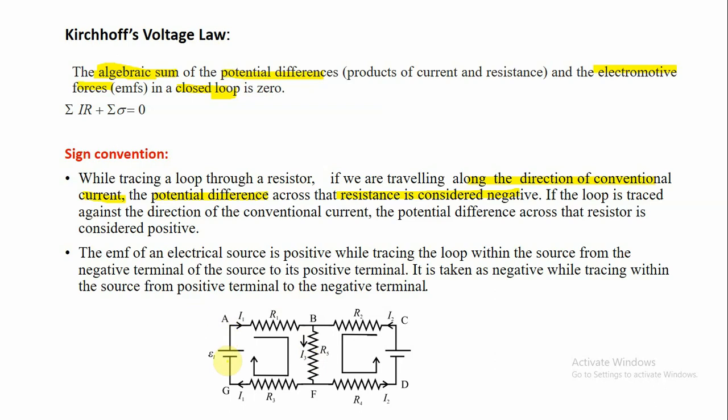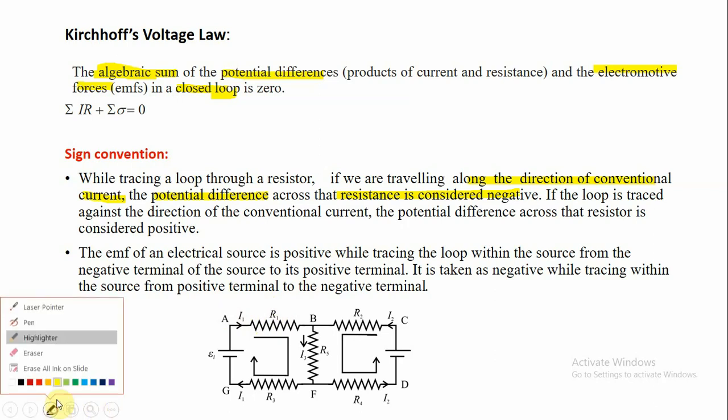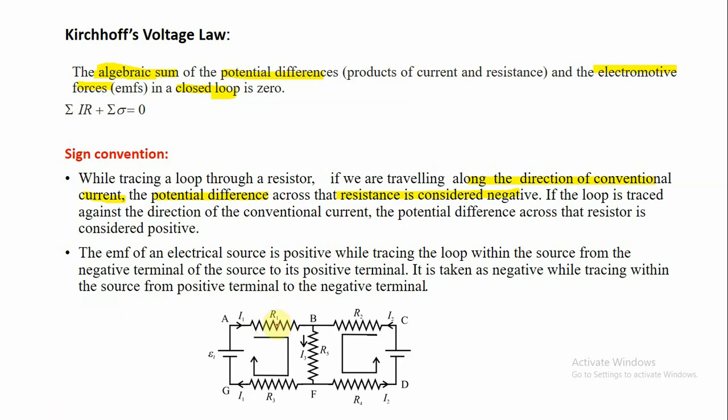Now what does this mean? I am traveling from A to B to F to G to A, and I am finding summation IR. If I am traveling from A to B, then I am traveling in the direction of current, because this is the direction of current shown by the arrow. So the potential difference across this resistance R1 will be negative. So I will write minus I1 R1. Now if you ask me why it is negative, there is a concept here.